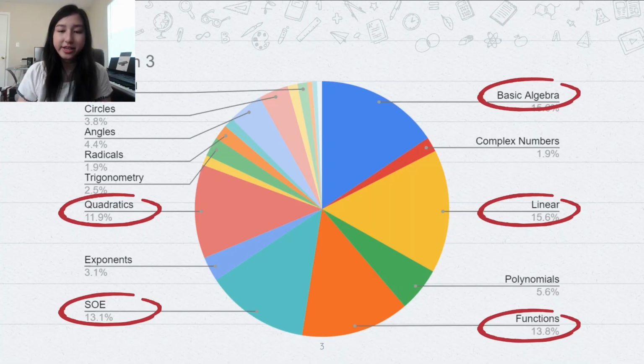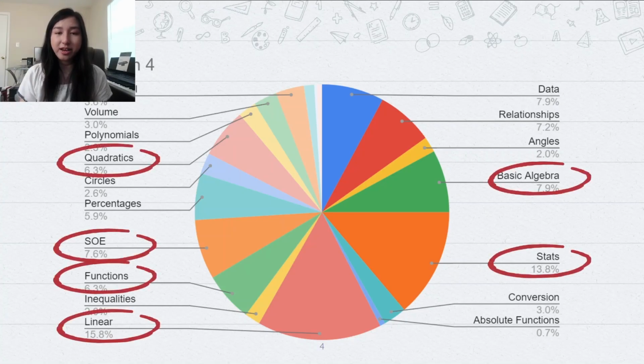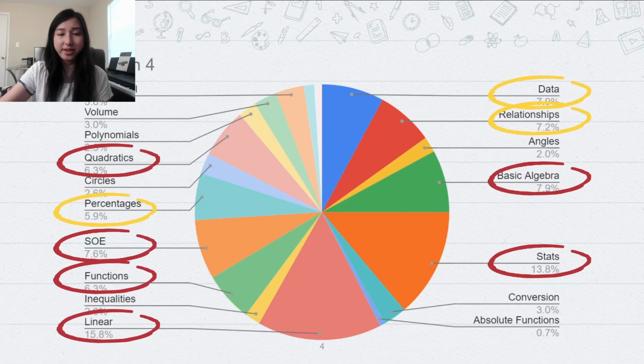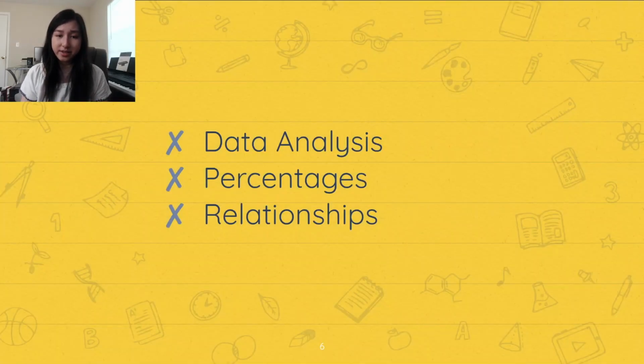Now, if we look at section 4 by itself, the calculator section, more topics with significant percentages show up. The topics linear equations, basic algebra, statistics, systems of equations, functions, and quadratics are still the top few. But topics such as data, percentages, and relationships are on par with the most common topics. So, what does this mean? This means that you should prioritize linear equations, basic algebra, statistics, systems of equations, functions, and quadratics first, followed by data, percentages, and relationships. Now, I'll be breaking down the types of questions that appear for each topic.